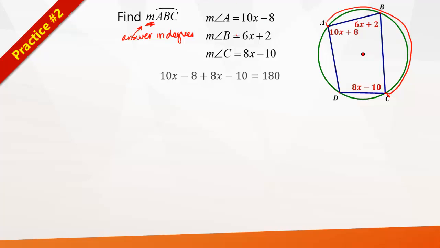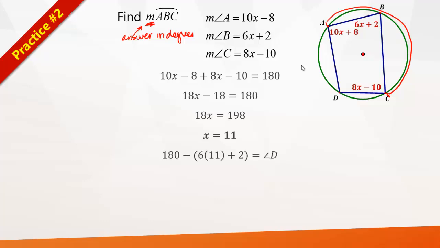we're going to take 10x minus 8 plus 8x minus 10 and set it equal to 180. Go through the steps, and you end up with x equaling 11. So now we're going to plug 11 in, because if we find out what this is, we know that those two have to be supplementary. So I can take 180 minus this to find angle D, which, if you look, intercepts that arc. So 180 minus 6 times 11 plus 2. So angle D equals 112 degrees.